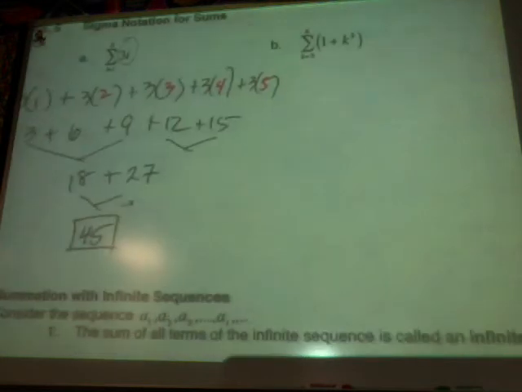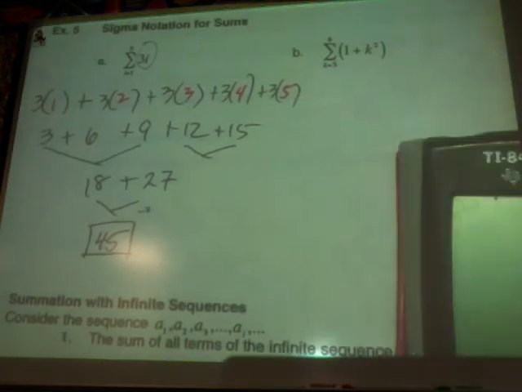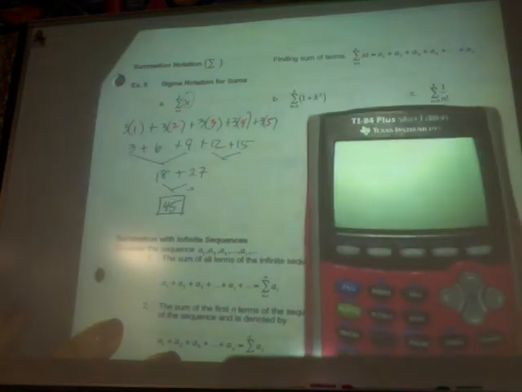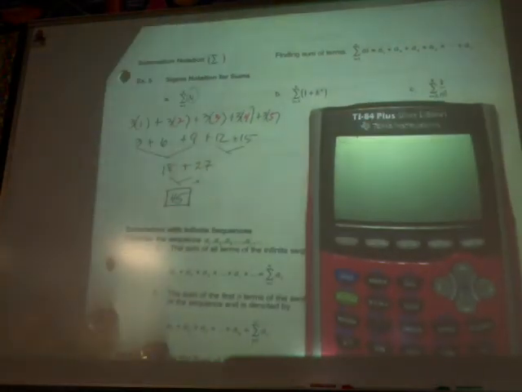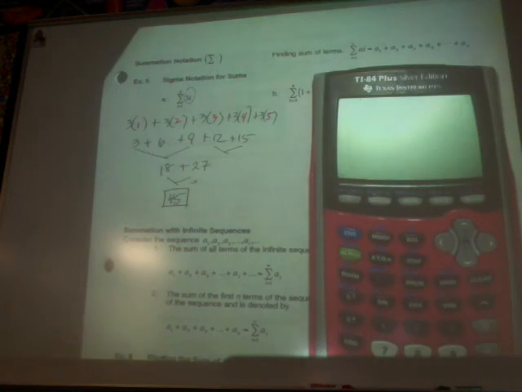Now you can check it on the calculator. Are you ready? You still have to show the longhand math today, but you can check it on the calculator. So where do you think it's going to be, the sigma notation? Yep, it's going to be under math.